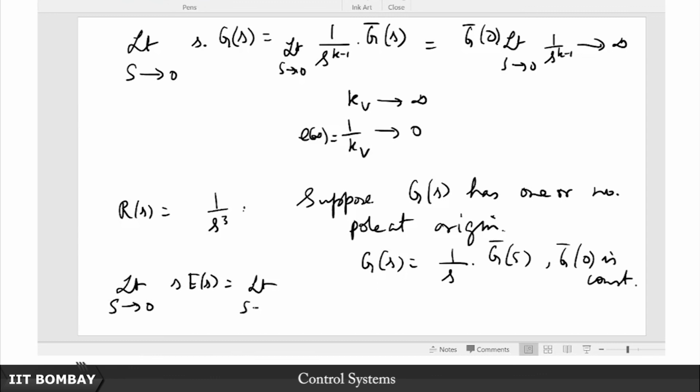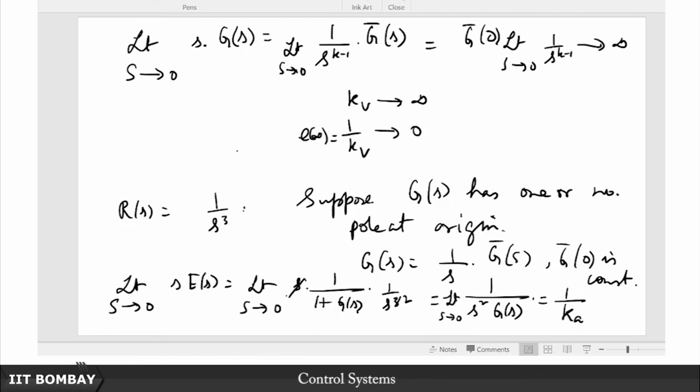So, then what you can say is that limit S tending to 0 of S times E of S is equal to limit S tending to 0 of, of course, there is this S because of the final value theorem, there is this 1 by 1 plus G of S because of the sensitivity function, and there is this 1 by S cubed. So, this S will cancel out and this will become S squared. Therefore, it will be 1 over limit S tending to 0 of S squared G of S. We call this 1 over Ka.